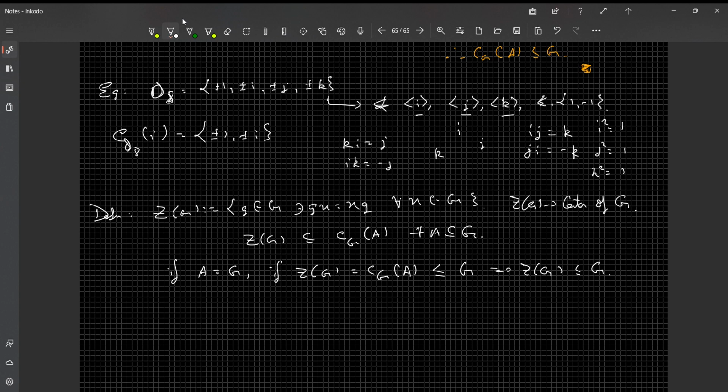We can obviously directly prove that the center is a subgroup of G by kind of the same steps which we had used to prove that the centralizer of a subset A in G is a subgroup of G. Clear?